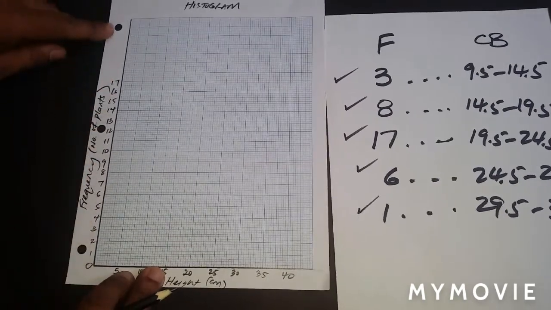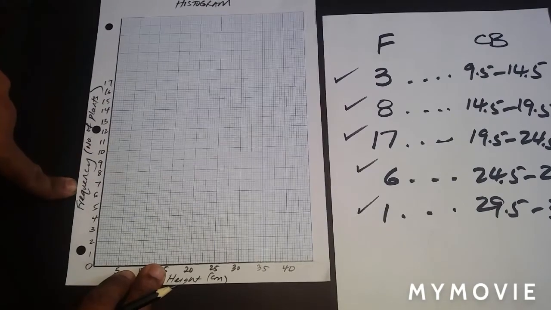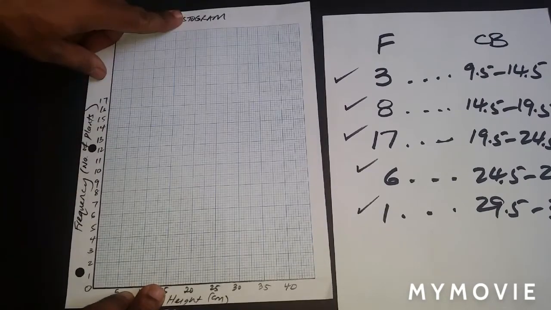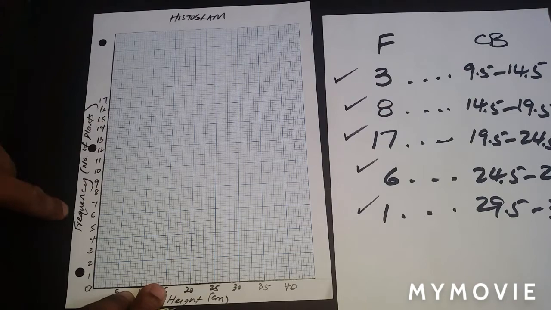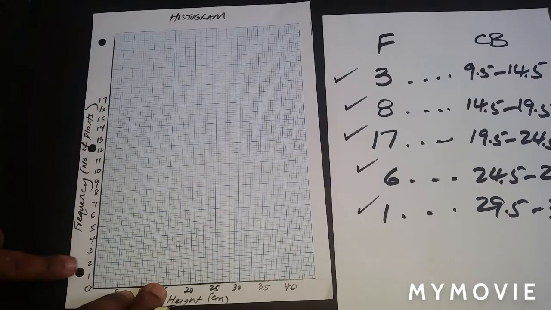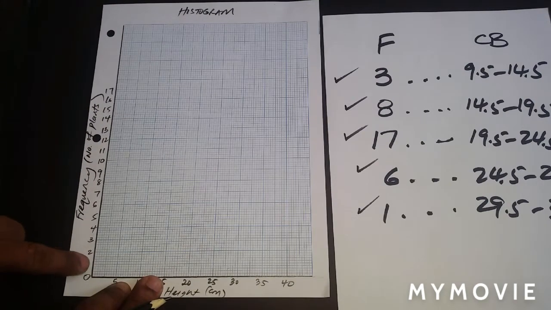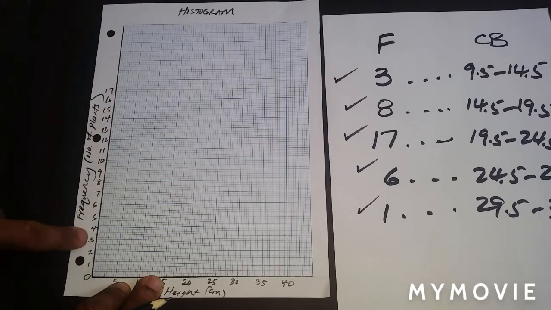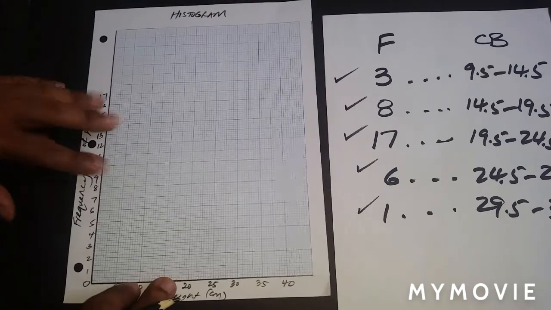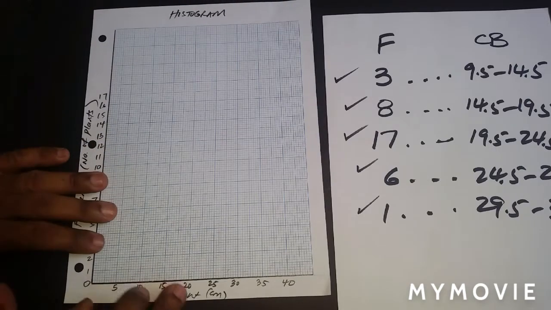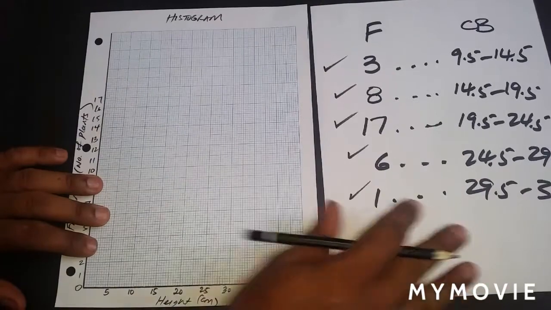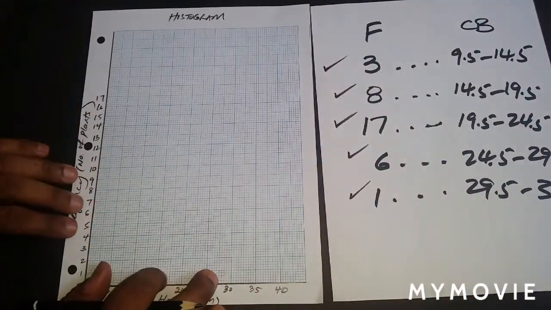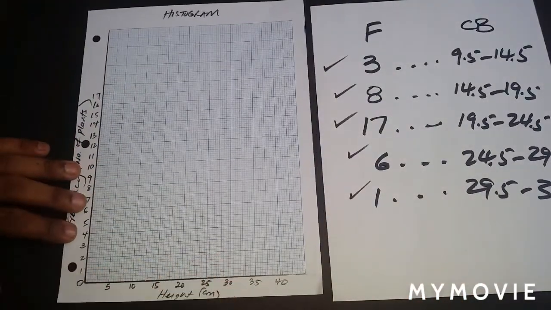And on the vertical axis, which is labeled frequency, remember when it comes to a histogram, the frequency is to be labeled on the vertical axis or the y-axis. And I'm using a scale of 1 centimeter to represent 1 plant. So for every 1 centimeter, I'm going up by 1 unit. So all I need to do now is to get this linked on the graph sheet and get our bars established.